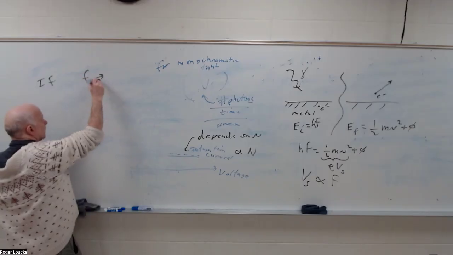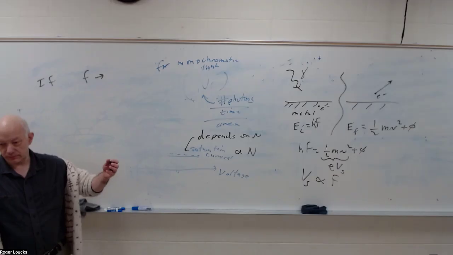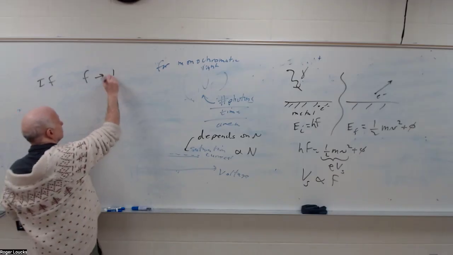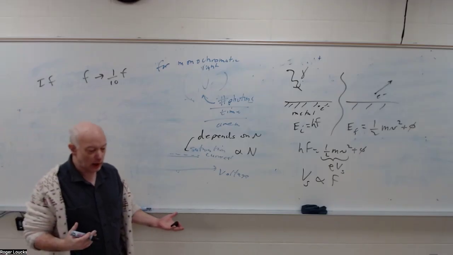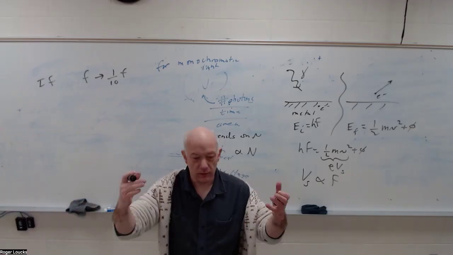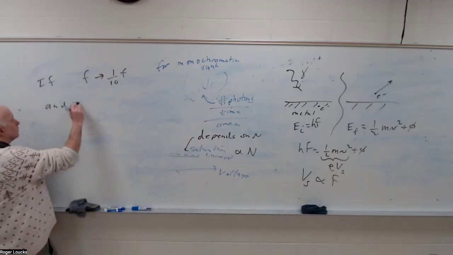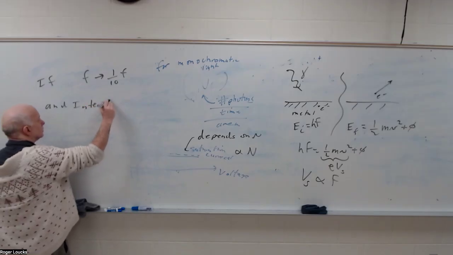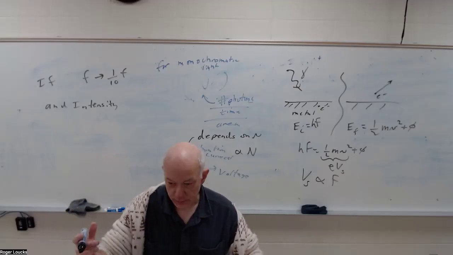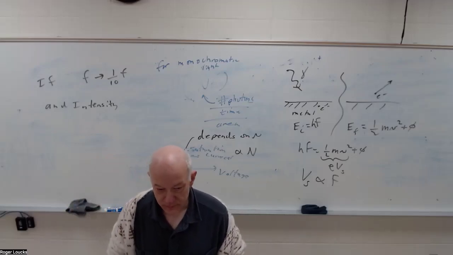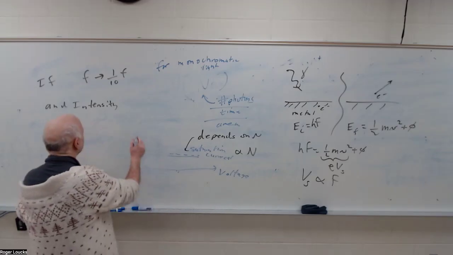So if F, what do you want F to do? Go up or go down? Go down. Go down by what factor? 10. Okay. Now, do you want to do N or do you want to do I? Let's do I, meaning the intensity. Okay, do you want intensity to go up or down? Up. By what factor? 3. Okay. Let's say.